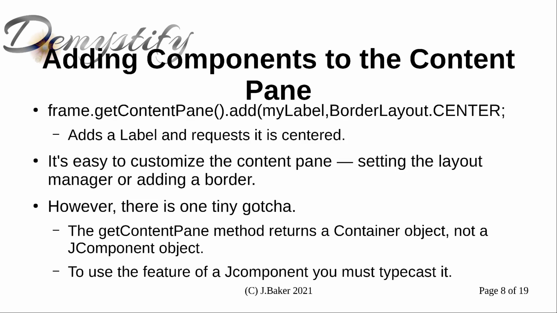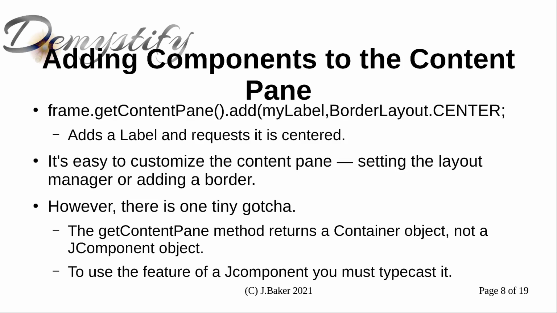Now, it's pretty easy adding items to the content pane. You request a handle to it from the frame, use frame.getContentPane, and use the member .add. In this slide I'm adding a label, and I've requested that it be centered. Don't worry about the border layout. I'll cover layouts in a different section.